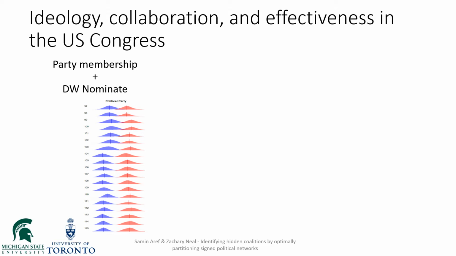But this sort of analysis disregards the collaboration patterns of legislators because it assumes that Democrats work together and the Republicans work together. That's why it can be improved when we consider the collaboration patterns of legislators, which may also include some bipartisan collaborations.